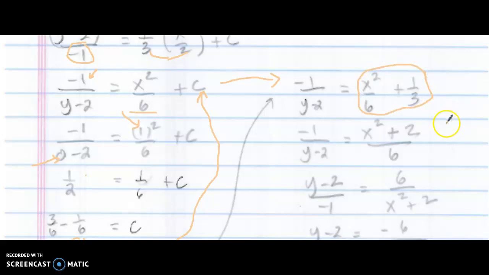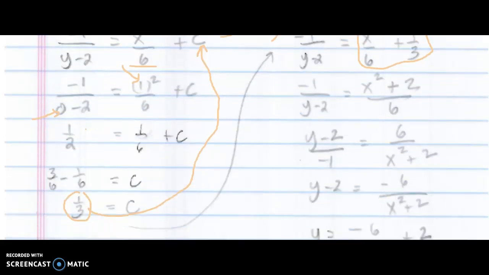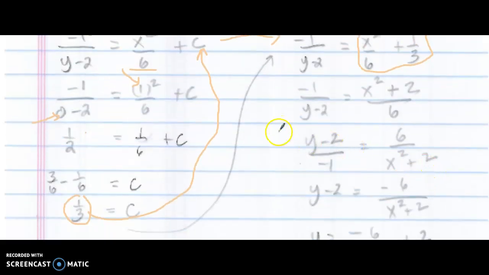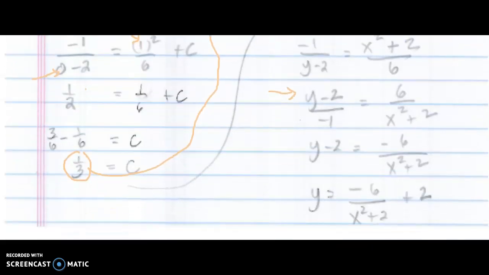And as we've discussed in class, if we have one fraction equal to one fraction, we can take the reciprocal of both sides, and those reciprocals are equal to each other. So that's what I'm doing right here. Remember, I'm trying to get y by itself, so I can multiply both sides by -1, which is what I did to get the -6. And then I can add 2 to both sides. I don't have to get a common denominator. I can leave my answer just like that.